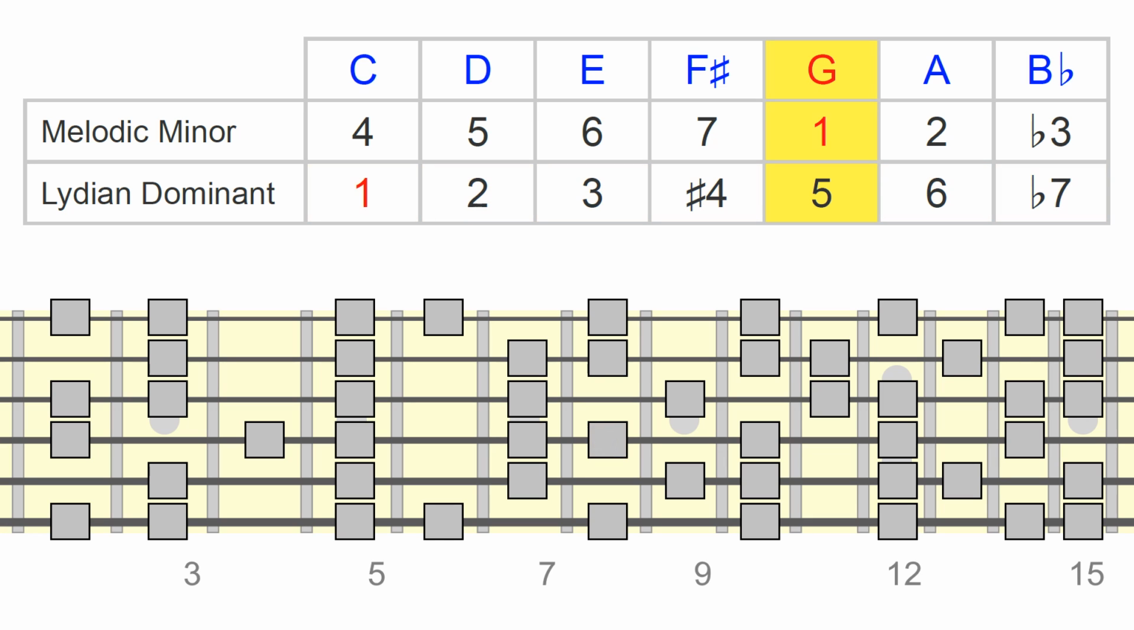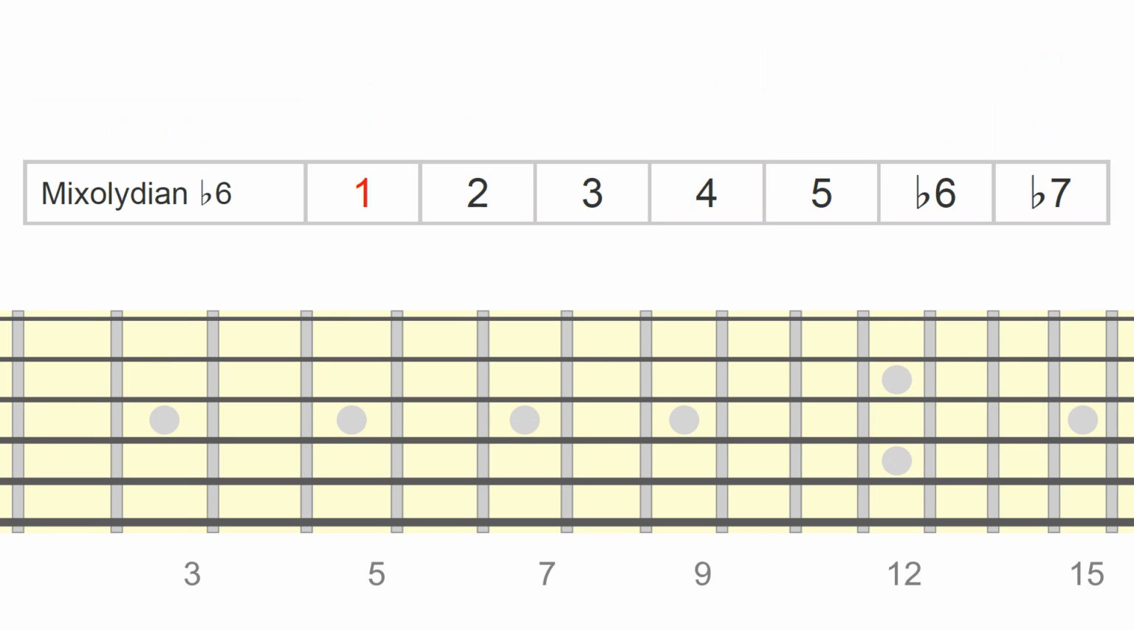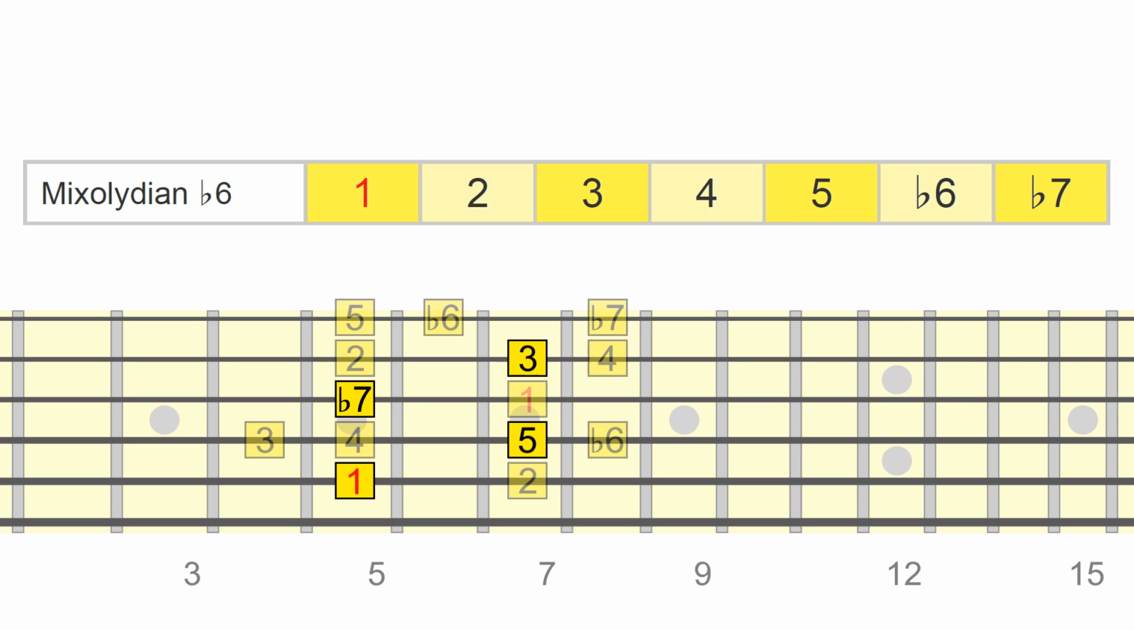Inversely, you could also see the melodic minor scale as starting on the 5th of Lydian dominant. Similarly, we could use a melodic minor pattern to play its 5th mode, Mixolydian flat 6, a more tense alternative to regular Mixolydian over dominant chords.